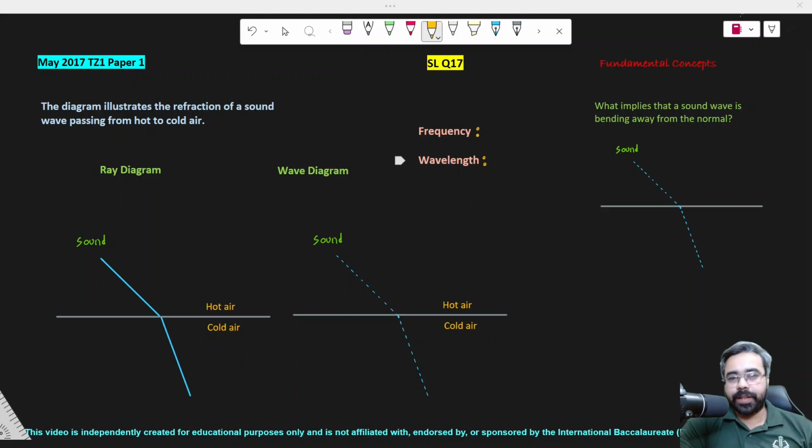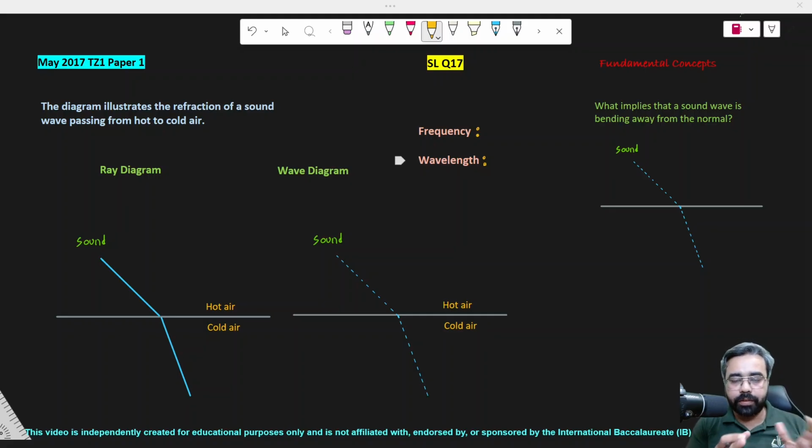Hi, this question is about refraction of a sound wave when it travels from hot air and goes into another medium which has a different density and different temperature, that is cold air. Now we are given the path of the sound when it refracts from hot air to cold air, and we are being asked about the frequency and the wavelength.